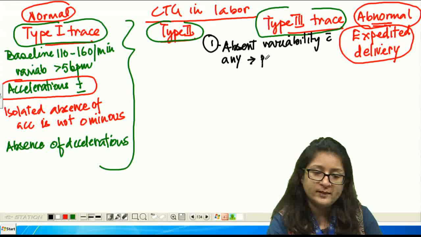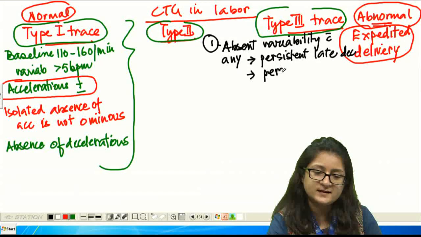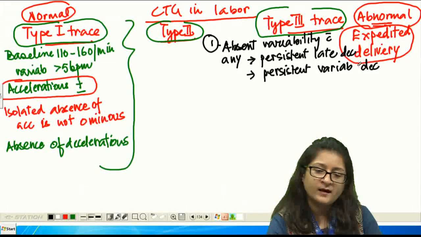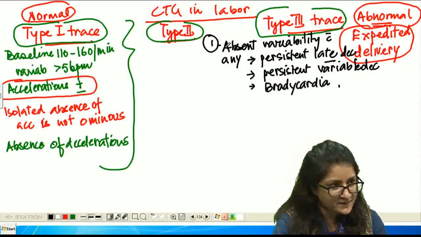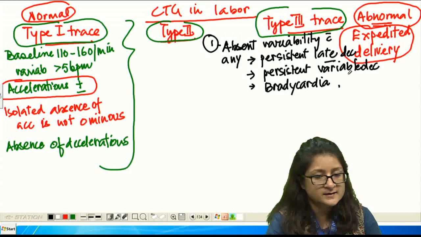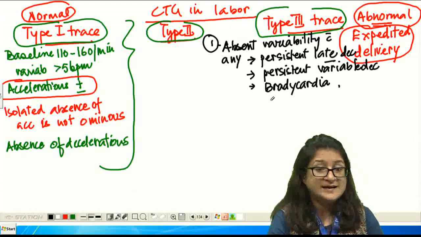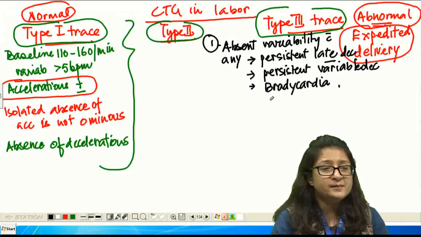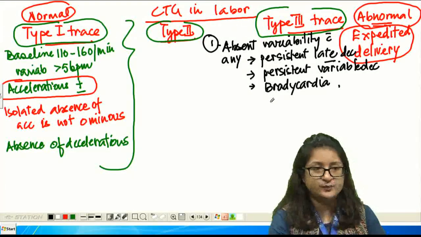What is any? With persistent late decelerations, with persistent variable decelerations, or bradycardia. Okay, so if there is persistent late decelerations with absent variability, persistent variable decelerations with absent variability, or bradycardia with absent variability, it is a type 3 trace. If it is a type 3 trace, it means that immediate action needs to be taken. Immediate delivery has to be done.